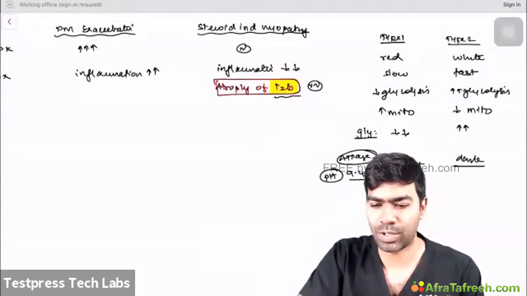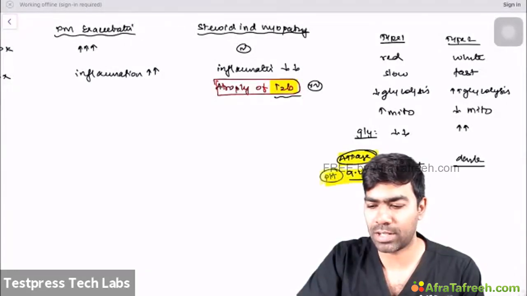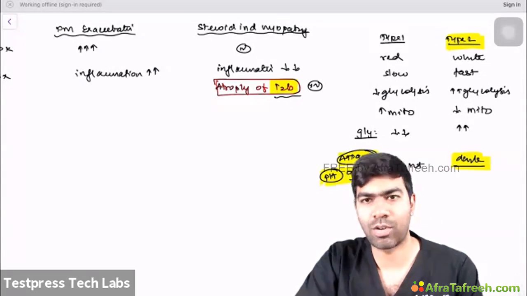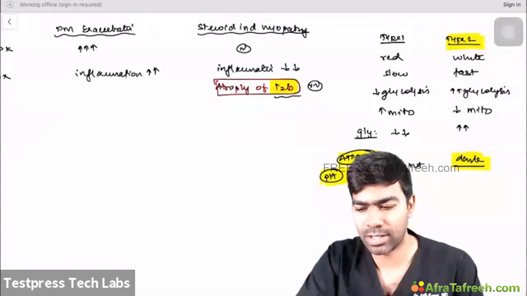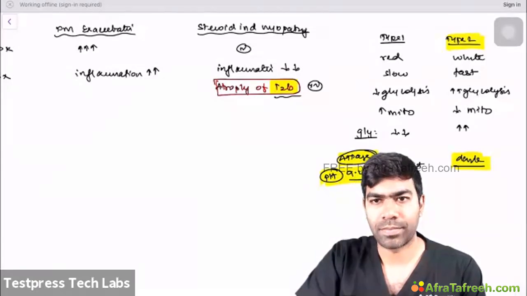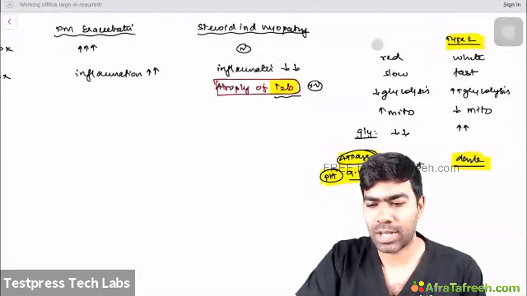So this is very typical of type 1 versus type 2 fibers. That's why I told you that in ATPase staining at pH 9.4, you'll be able to identify the type 2 fibers. If they have gone for atrophy, then you can tell that this is a steroid-induced myopathy.